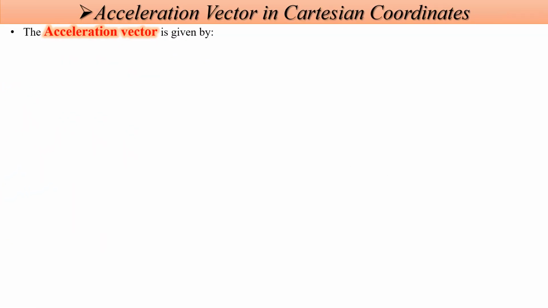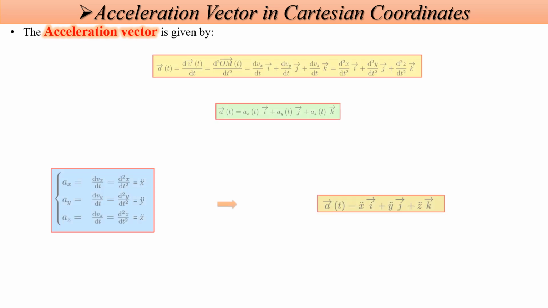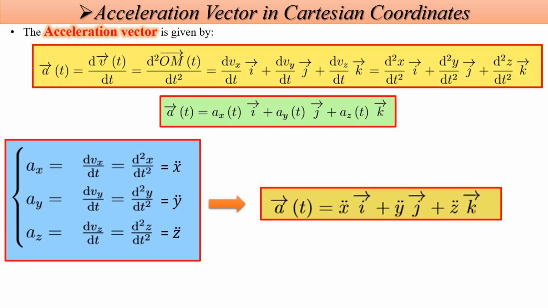How about acceleration? The components of the acceleration vector are calculated by the first derivative of the velocity vector or the second derivative of the position vector with respect to time.